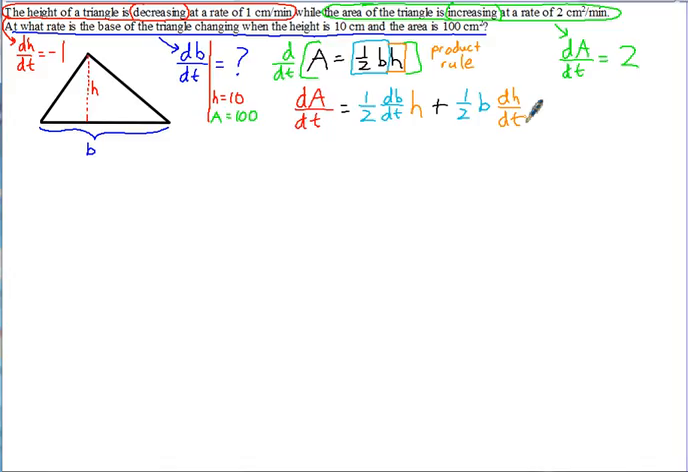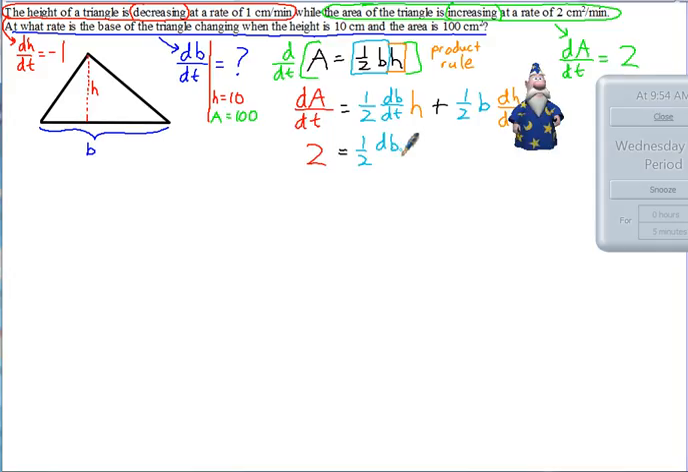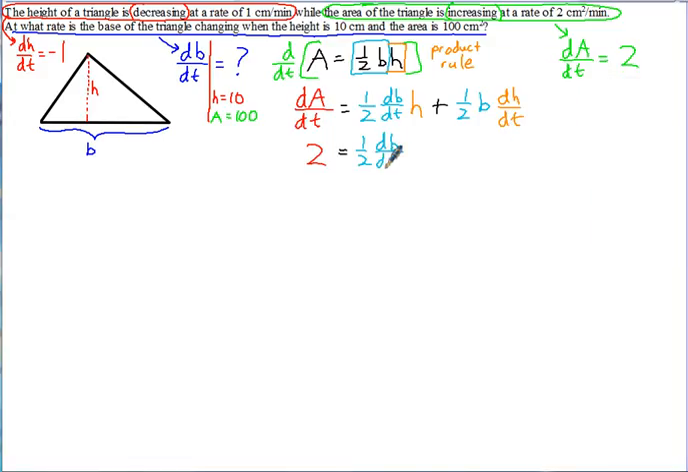And again, after you take the derivative, then you can plug in everything you know. So dA/dt we know is 2, equals 1/2 dB/dt, that's what we're looking for, so we don't know that yet. H is 10, so we'll plug in 10 for H. B, we don't know the value of B yet, so we'll leave that at B. And dH/dt we know is -1.